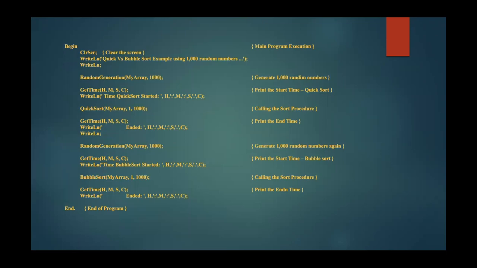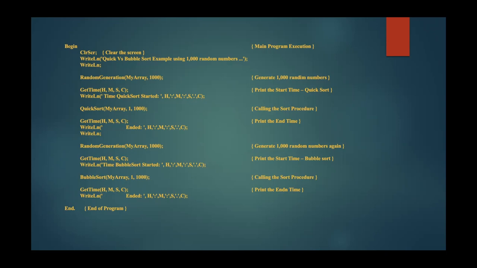And so here it is. I clear the screen. I write down my title. I generate my random numbers. Then I get the time. I print out the time. Then I do my sort, and then I get the time and print it again. The point here is to print the time before and after the sort, because I want to know how long it takes the computer to do this using the QuickSort. And then I'm going to generate the numbers again and then do the same thing for Bubble Sort.